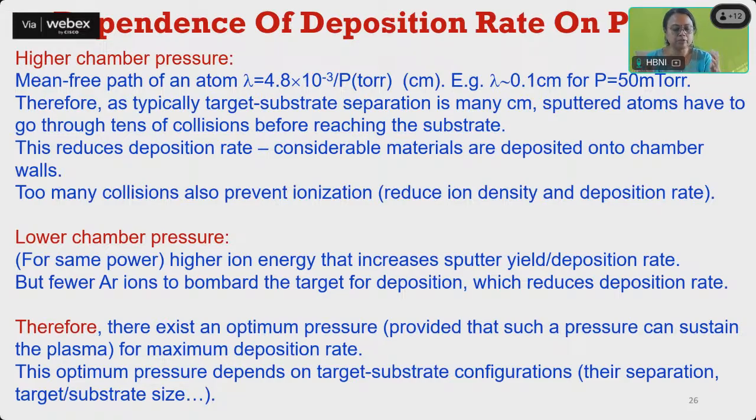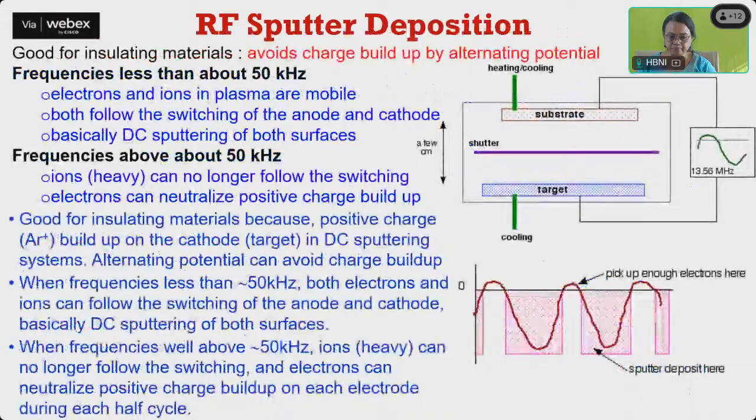So lower chamber pressure means the number of argon atoms is decreasing, so there will be a lower deposition rate, and maybe you can increase it by using higher voltage, which is also not very good or easily done. Therefore, there exists an optimum pressure for maximum deposition rate, as we have seen. This optimum pressure depends on the target-substrate configuration. Now we come to RF sputtering. I will take a 1 minute break and then I will be back.